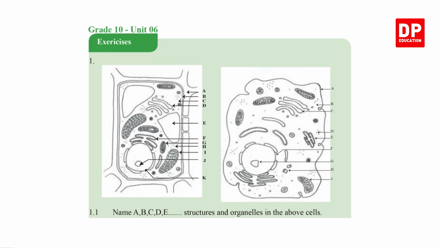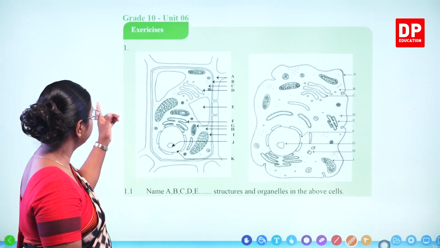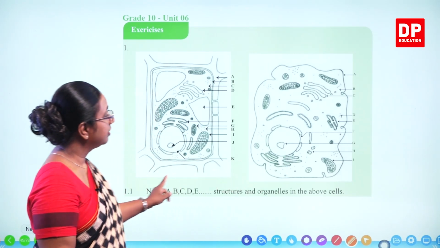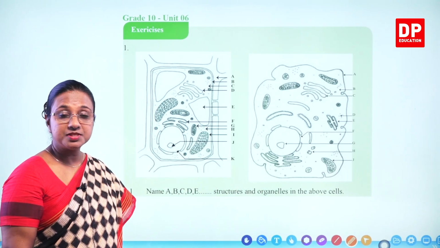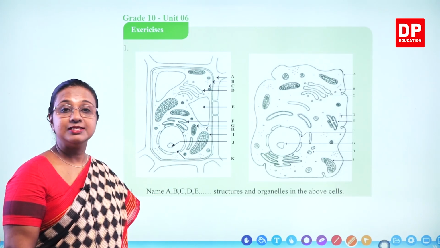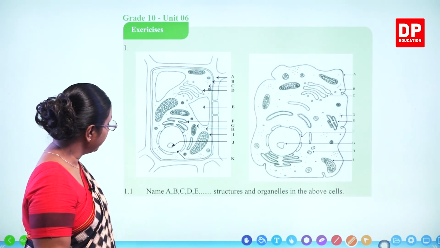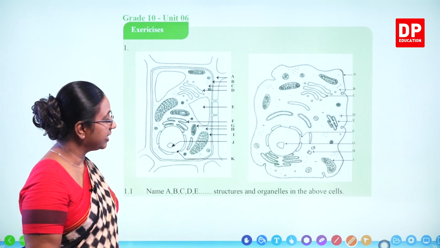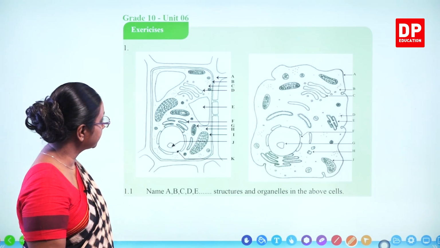The grade 10 unit 6 exercise. This is the exercise from your textbook. The first question, as you can see, they have given the diagrams of two different cells. Name A, B, C, D, E structures and organelles in the above cells.